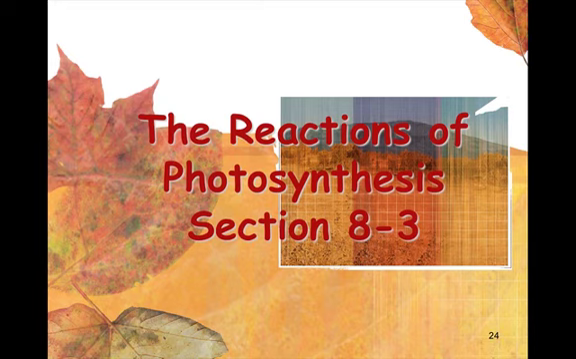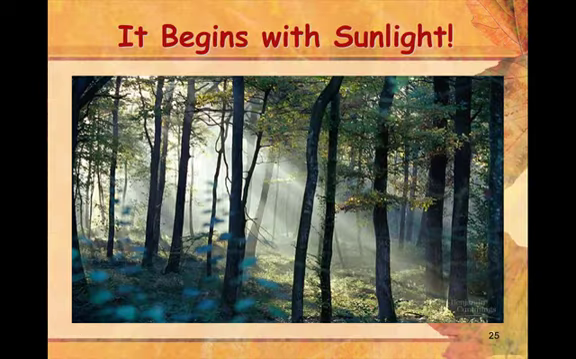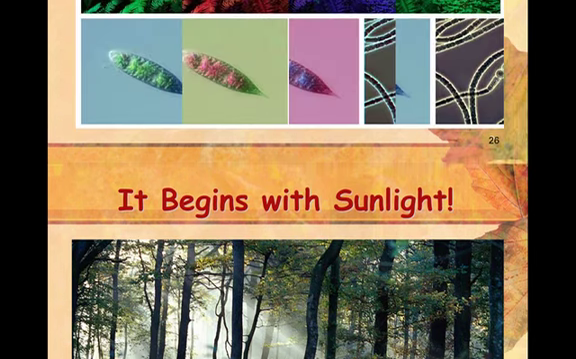3, we're going to talk about the reactions of photosynthesis. So how does this whole process occur as far as taking carbon dioxide and water and producing oxygen and glucose? And where in a plant does it occur? Well, if you recall, everything begins with sunlight. So without sunlight, the process of photosynthesis is not going to occur.